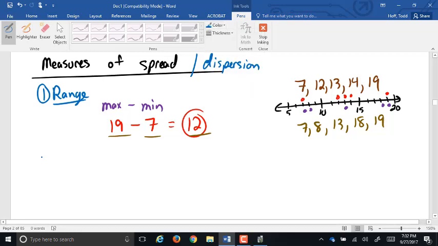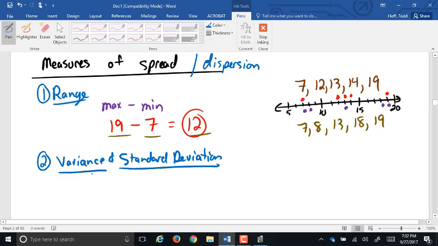So we use the variance and standard deviation. So those are two numbers. The variance is going to be one and the standard deviation is the other. I list them together because they're all part of the same process. You get the variance, and then one more step, you have the standard deviation.